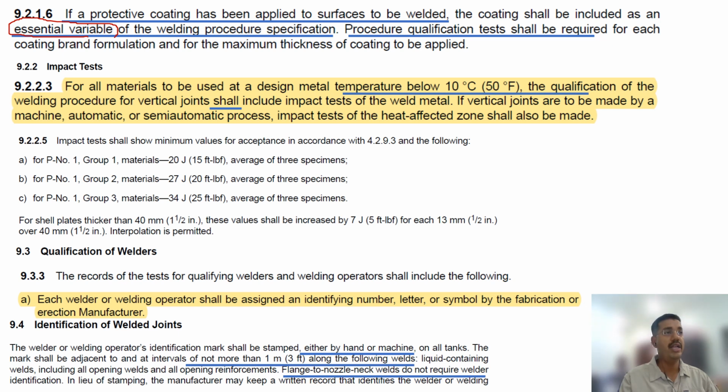Usually many fittings or many plate attachments come pre-beveled. So for that pre-beveled area, to avoid corrosion, sometimes a protective coating is applied. So that's what it is saying. If the protective coating is applied, then it is an essential variable.